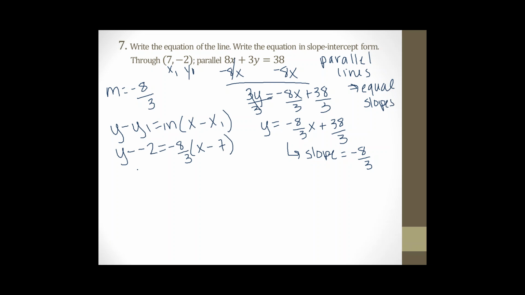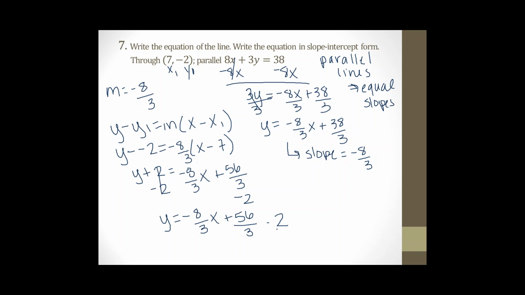Y minus -2 is y plus 2. And then we're going to distribute that -8/3, -8/3x plus -8/3 times -7 is positive 56/3. And then finally, we're trying to get this in slope-intercept form, so let's subtract 2 on both sides. So we have y equals -8/3x plus 56/3 minus 2.